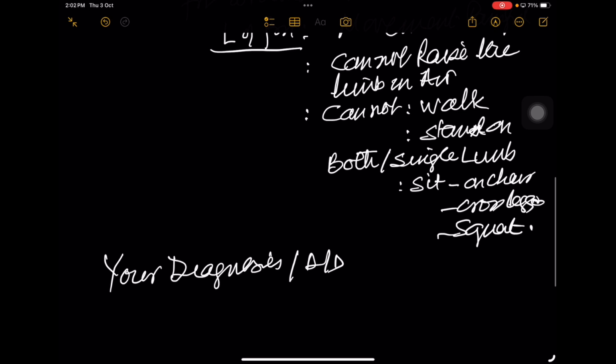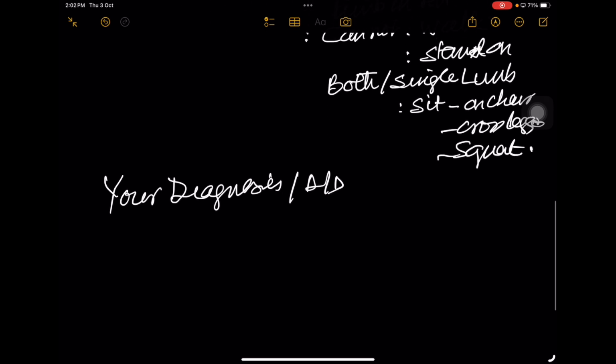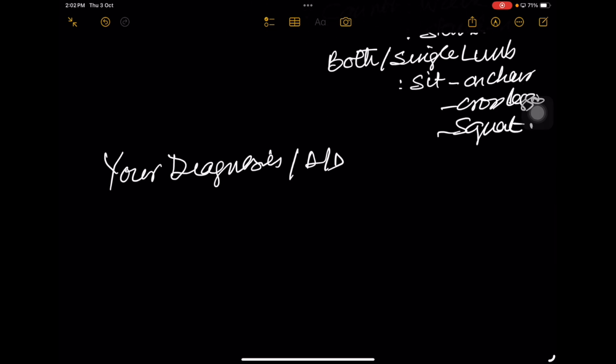stand. When you stand, either you stand on the left or you stand on the right or you stand on both, and cannot sit. You sit on a chair, you sit cross-legged and you squat. So when any of these functions is lost, it is supposed to be around the hip. So what do you think has happened to this woman? What is your diagnosis? Anybody?